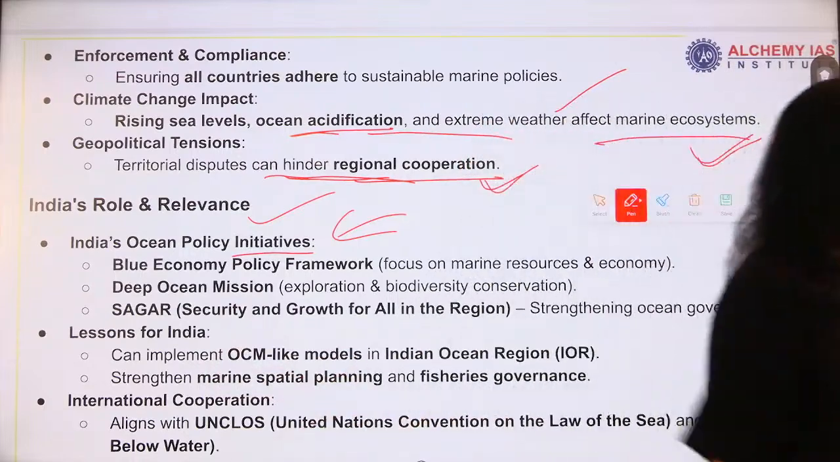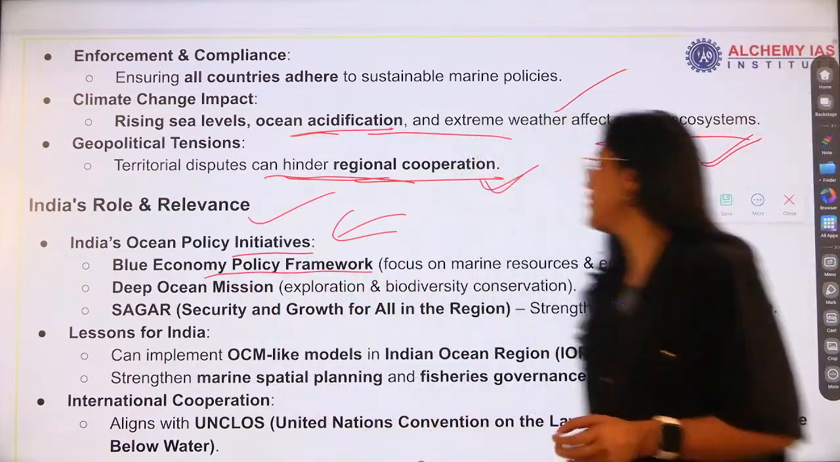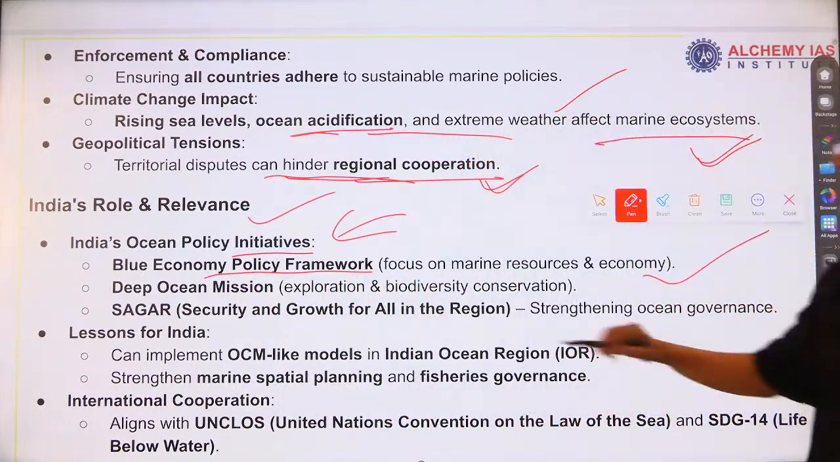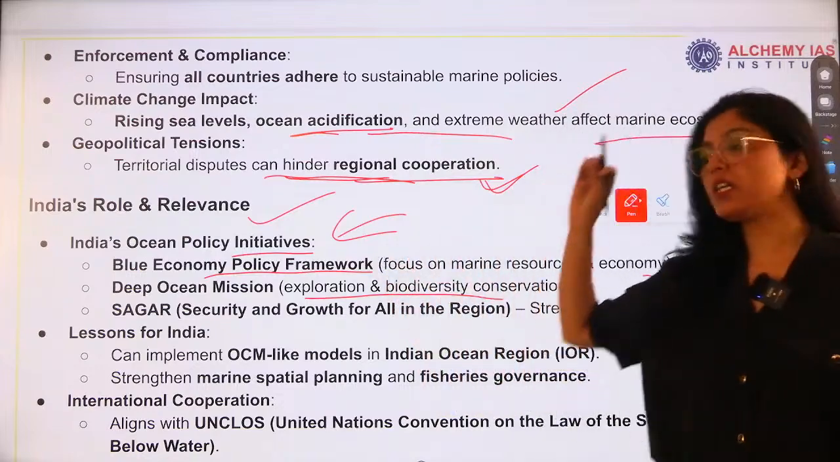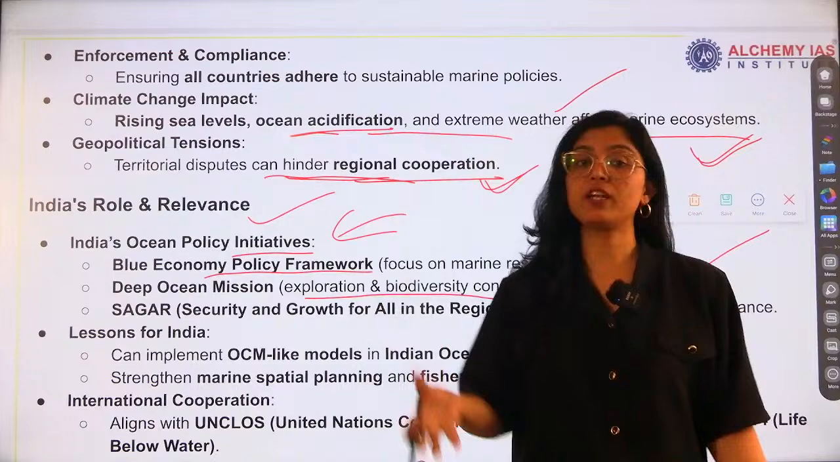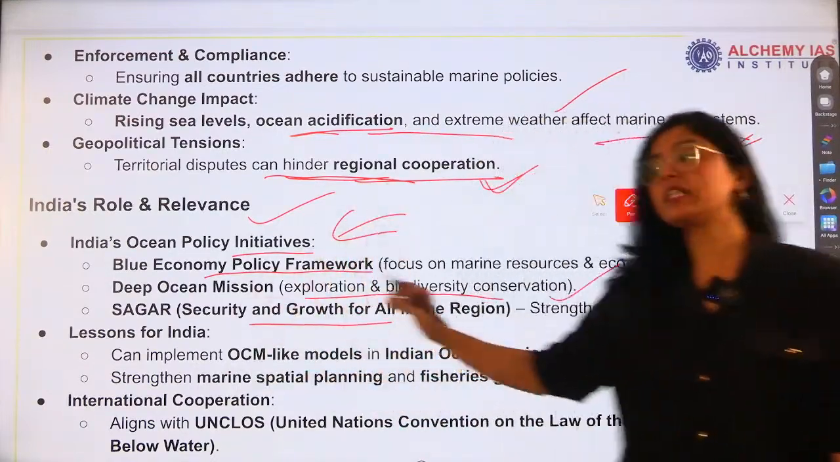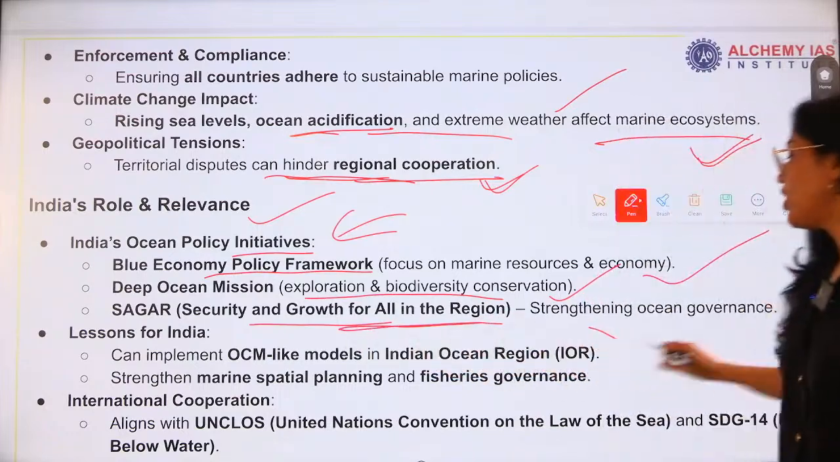India's Ocean Policy Initiative. Do you remember any of the initiatives that India is undertaking for marine resources? First is the Blue Economy Policy Framework. Second is the Deep Ocean Mission. Very, very important. It is for exploration and biodiversity conservation. Under it many things are there. Go and read about this mission. Very important. Next is SAGAR: Security and Growth for All in the Region.